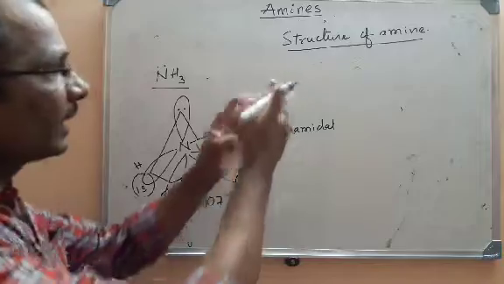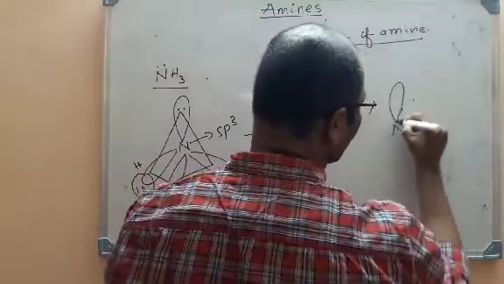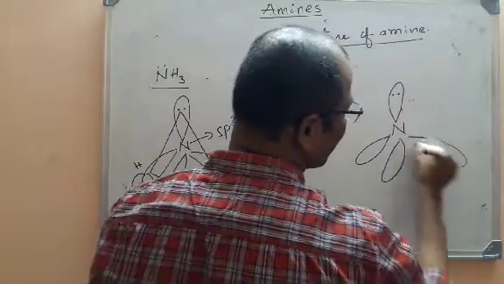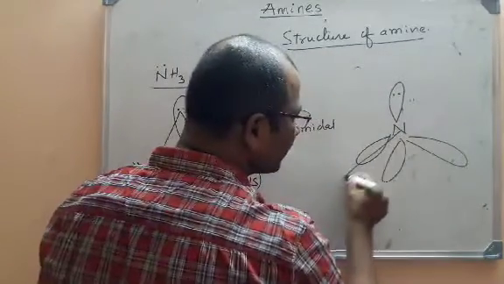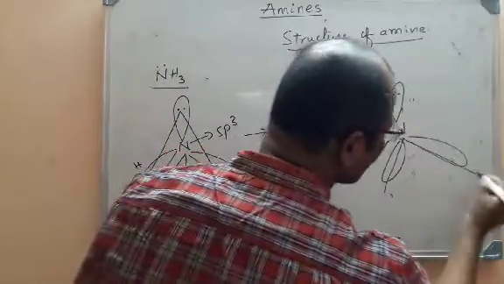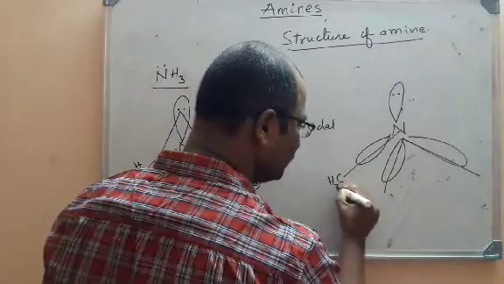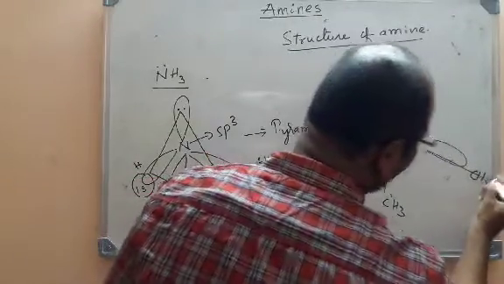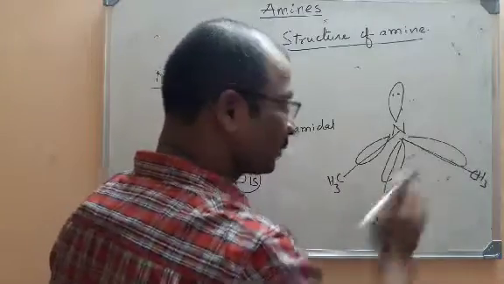Pyramid. In the same way, amines will also have pyramidal structure. Here also, the nitrogen is the central atom with a lone pair of electrons, and it undergoes sp3 hybridization. And here, these sp3 hybrid orbitals overlap with carbon of alkyl groups. For example, here we take a methyl group. Here all three can be alkyl groups, or one alkyl group and remaining hydrogens, or two alkyl groups and one hydrogen.